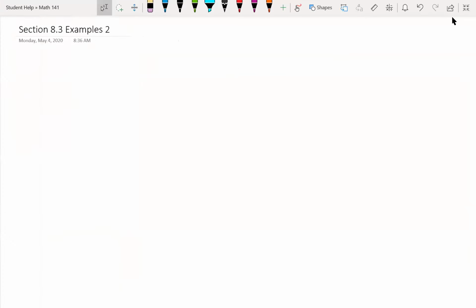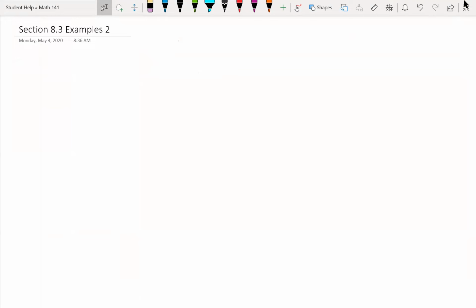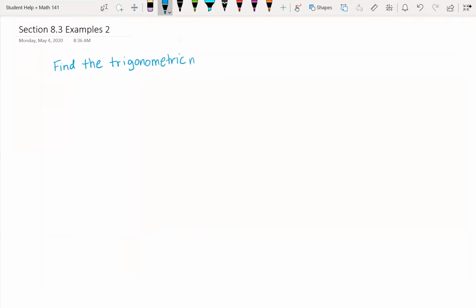Okay, I am back, and let's do one more example similar to the one that we just did. This time what we'll do is we'll find the trigonometric notation for 7.5 times I. I'm going to tackle this in a slightly different way, just thinking about where this point is rather than using all of the formulas.